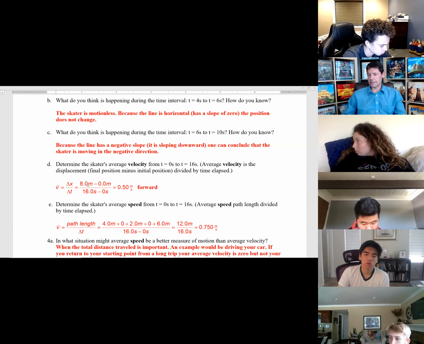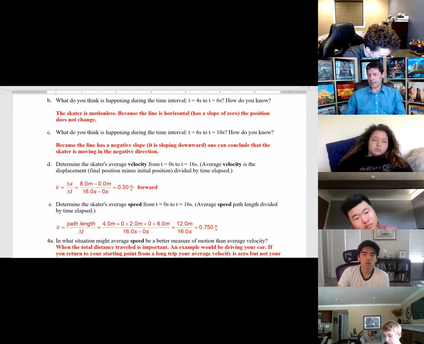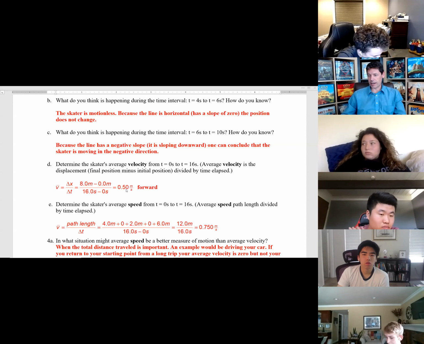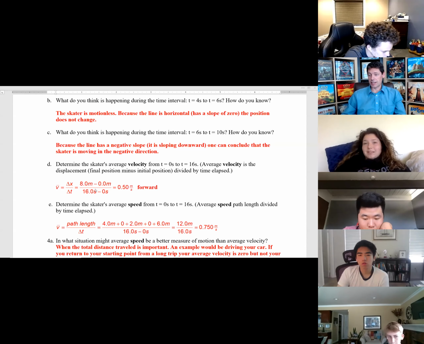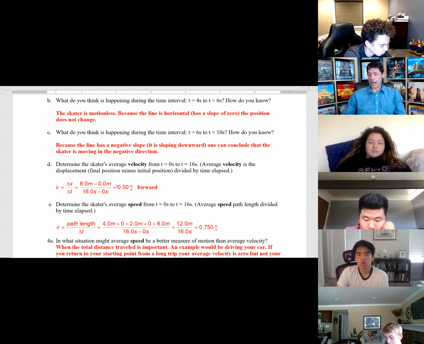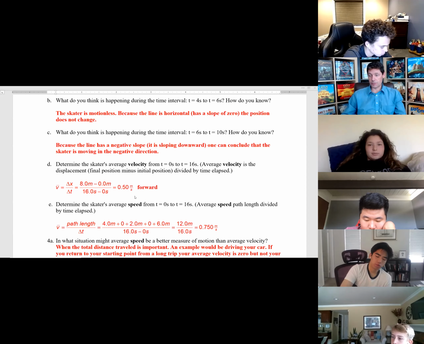For part D, the change in position is 8 meters minus 0 meters over 16 minus 0 seconds. And we should have that 0 here for the correct sig figs. 8 minus 0 gives us 8.0, which has 2 sig figs. 16 minus 0 gives us 16.0, which has 3 sig figs. But in this division step, we have the 2 sig figs for 8 over the 3 sig figs for 16. And we're going to divide using the least number of sig figs to round our answer to 2. And so we should have 0.5 meters per second.